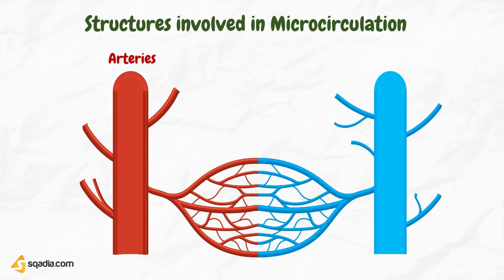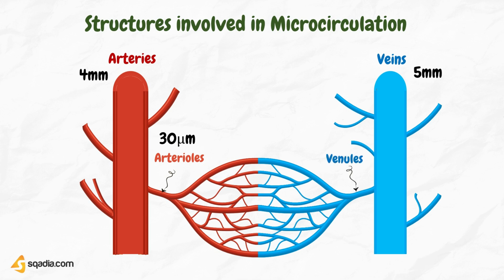And we know the arterial side of that tree is made mainly of arteries, with around 4 millimeters diameter. These then branch out to arterioles, with almost 30 micrometer diameter, while the venous tree is made of veins that are around 5 millimeters in diameter, and the branches that merge to form veins are the venules, which are obviously lesser in diameter, around 20 micrometer. And in between these arterioles and venules, capillaries are present that are around 10 micrometer in diameter.